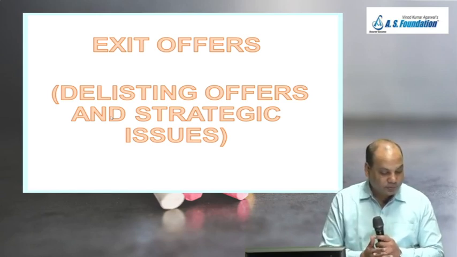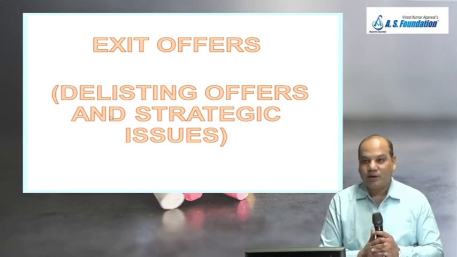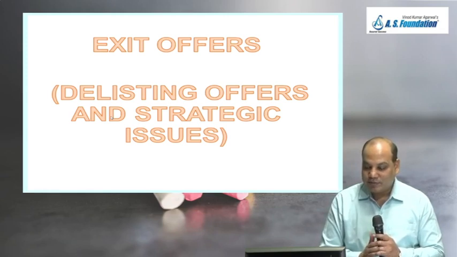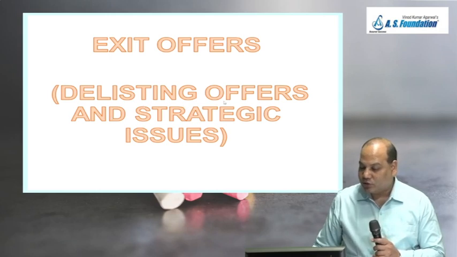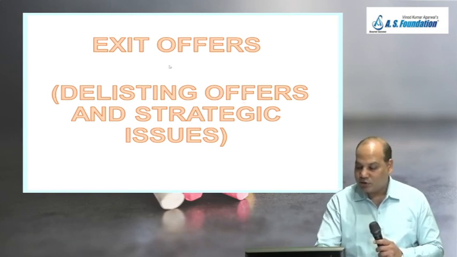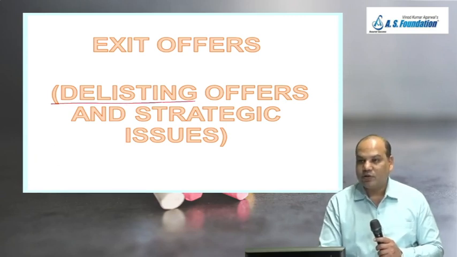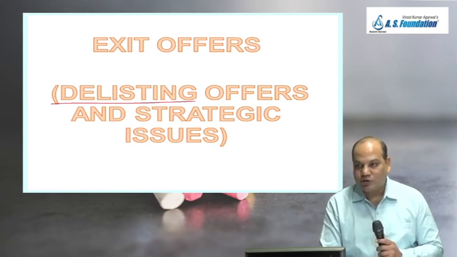Now the last part of this wonderful chapter, capital market primary, is exit offer. Exit offer means delisting offer, and it is also called a delisting offer. So in this section we have to just discuss what is delisting. Opposite of listing is delisting. What is listing? A company's shares are listed on the stock exchange. What is delisting?